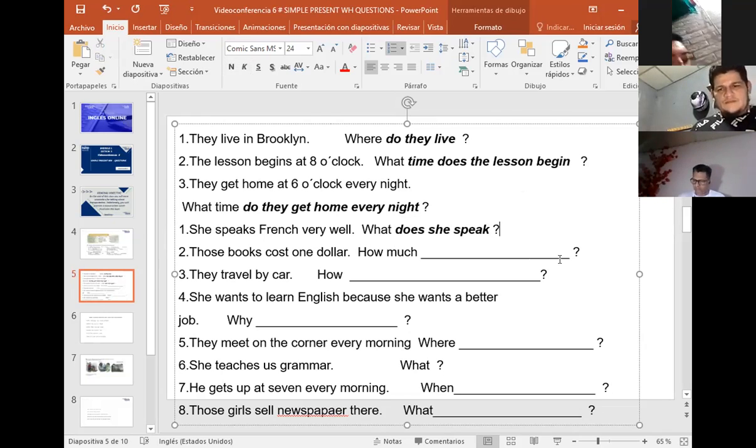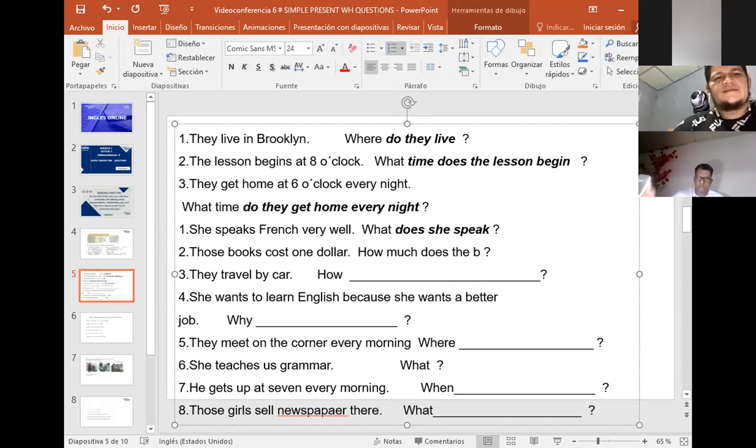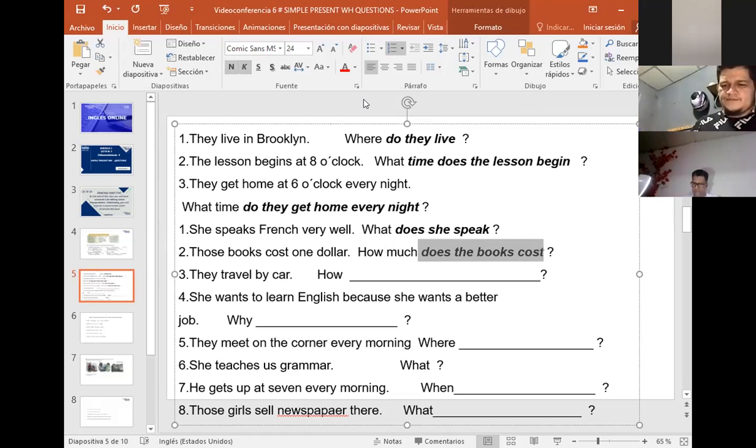Okay, la siguiente, que es, those books cost $1. Esos libros cuestan $1. How much do those books cost? Excellent. Okay, the next one, the next sentence.